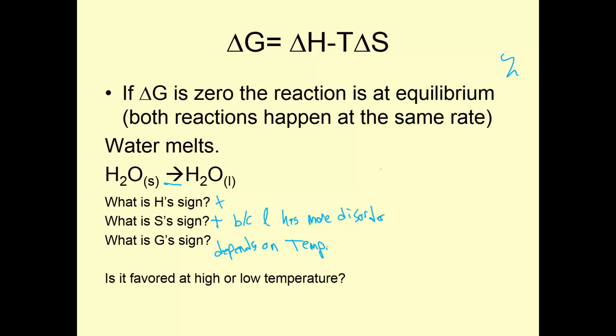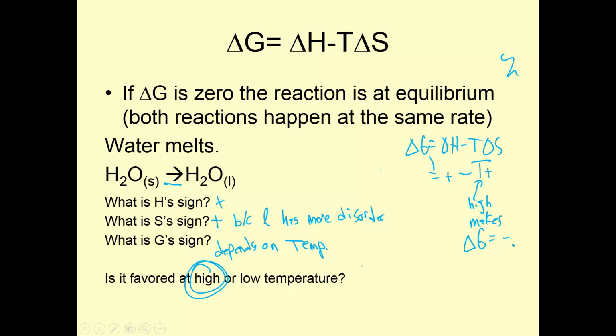Now, is it favored at a high or a low temperature? So if I have delta G equals delta H minus T delta S, favored means it's spontaneous, right? So if delta H is positive, I'm going to subtract a positive. If the temperature is high, that makes delta G negative and spontaneous. So it's favored at a high temperature.